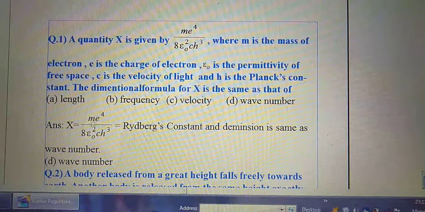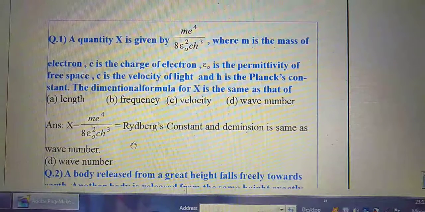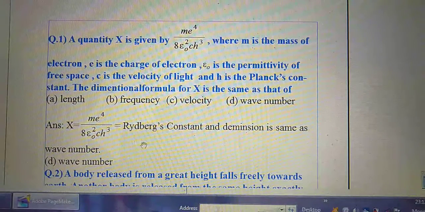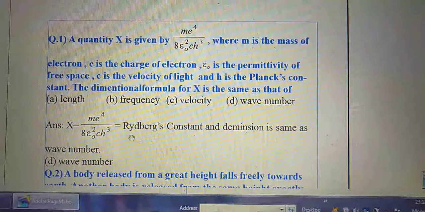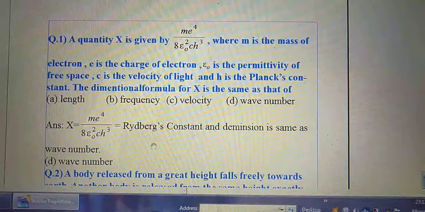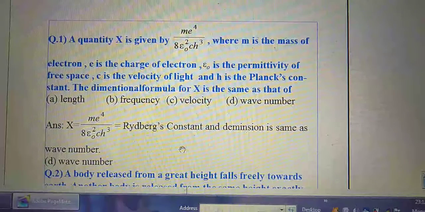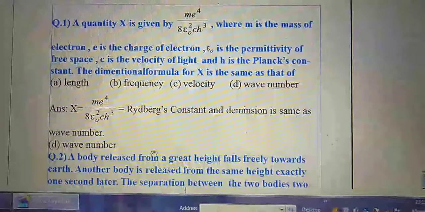So here the quantity x is represented as Rydberg's constant, and the dimension of Rydberg constant is the same as that of wave number. So the right option is D, that is wave number.